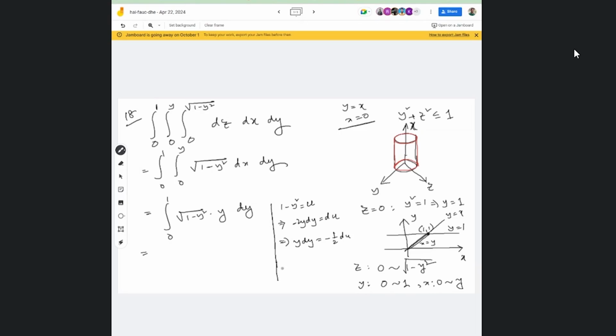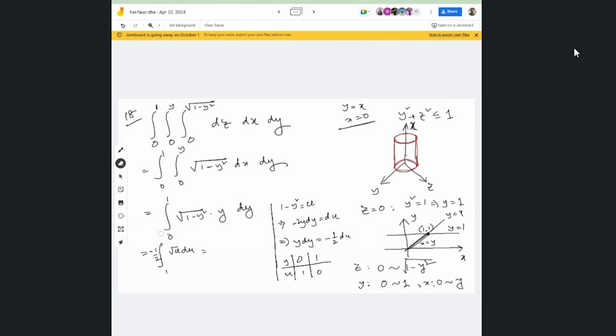So if we change the limit for y and u, if I set y equals 0, u is 1. If I set y equals 1, u is 0. It comes up with 1 to 0. y dy comes up with minus half du, with the square root over it. So it comes up with 1 to 0.